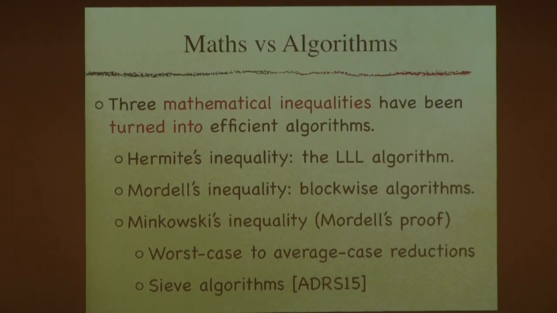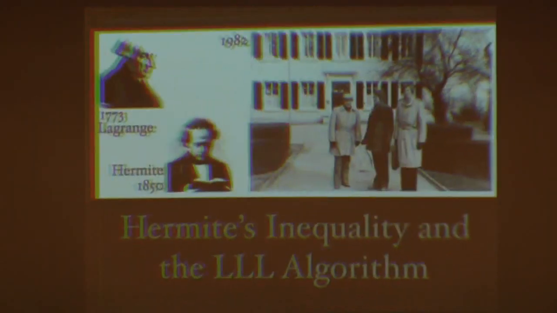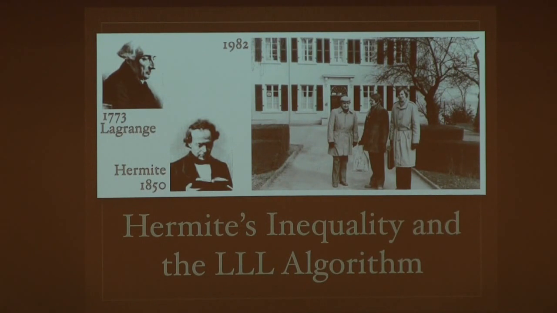And in case you wonder, we have more or less exhausted now all our mathematical inequalities. I'm not aware of other inequalities that could be turned into efficient algorithms. So it would be very interesting to find new mathematical inequalities on Hermite's constant, which may not be optimal, but that could be turned into efficient algorithms. So let's start with Hermite's inequality.